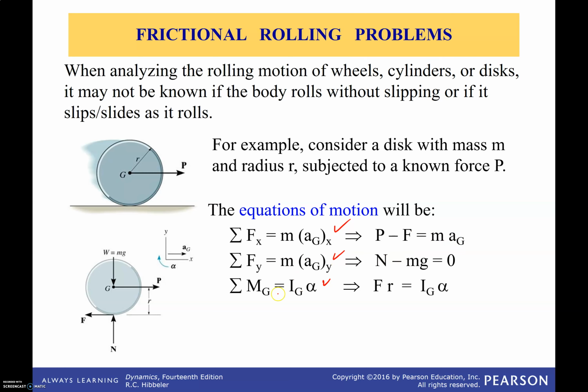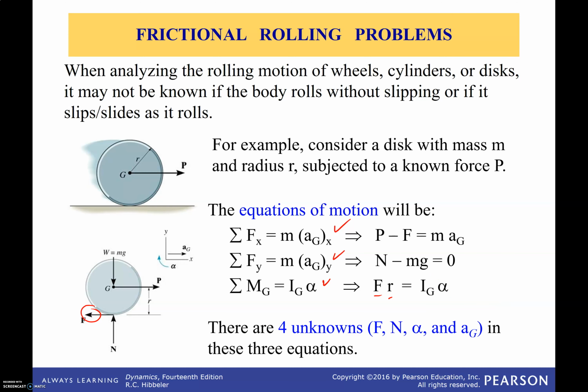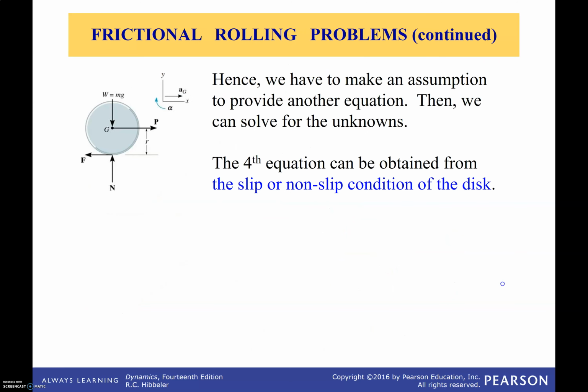The vertical equation gives you that the weight minus the normal is equal to 0. And the rotation equation gives you the moment about G. What is the moment about G? The only force that is causing moment is this one here, right? So that's Fr. So that is equal to Ig alpha. So if you look at these equations, what do we have? We have four unknowns, right? We have this force, we have Ag, we have the normal, and we have alpha. Those are four unknowns and we only have three equations. We need a new one.